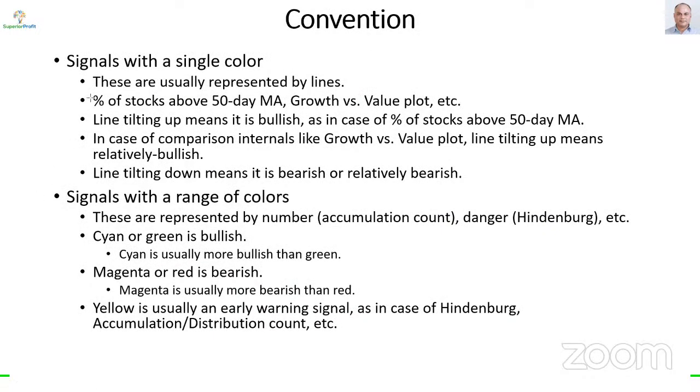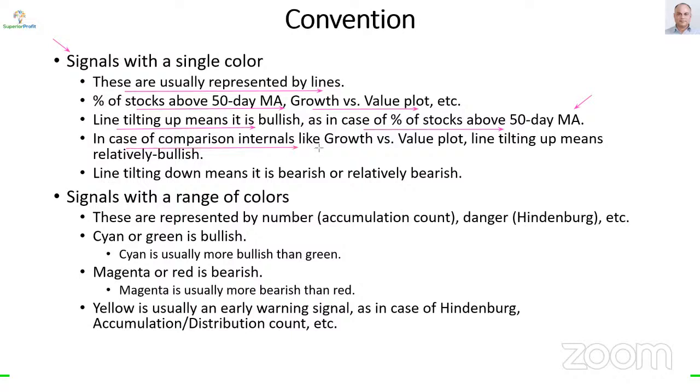A few conventions here. Some signals are with a single color. These are usually represented by lines. For example, percentage of stocks above 50-day moving average, growth versus value plot, etc. In Q Global, similar line indicators will be the yellow direction line, white direction line, etc. Those are plotted using a single color. And when they are plotted using a single color, usually a line tilting up means it is bullish, as in the case of percentage of stocks above 50-day MA, and it happens to be drawn with yellow color.